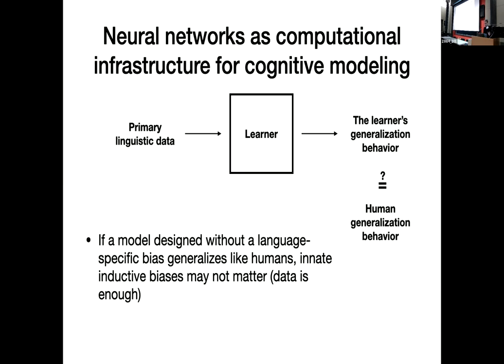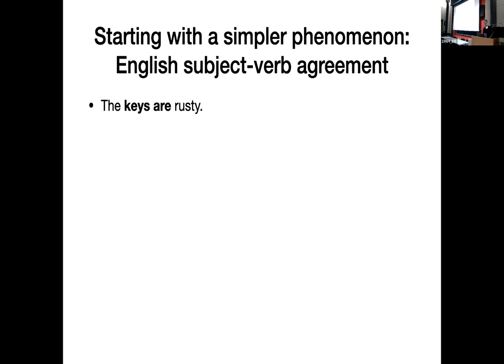So let's start with a very simple phenomenon, even simpler than that. It's subject-verb agreement. We know that in English, in the present tense, if the head of the subject is plural, the verb also needs to be plural. So "the keys is rusty" would be ungrammatical here.